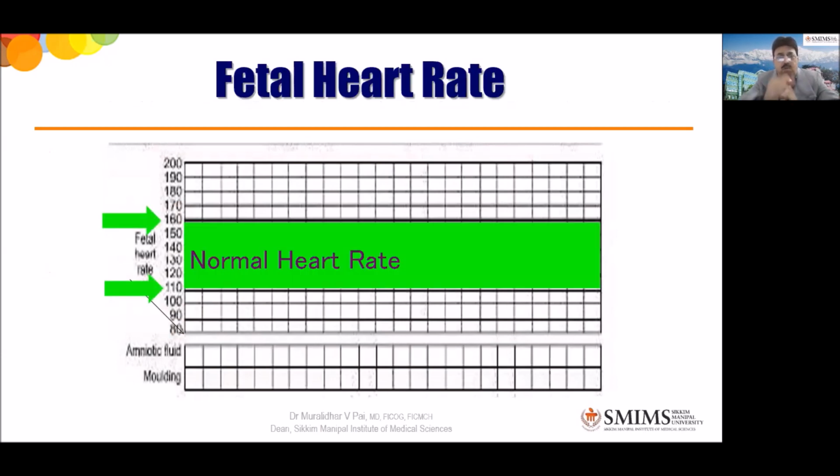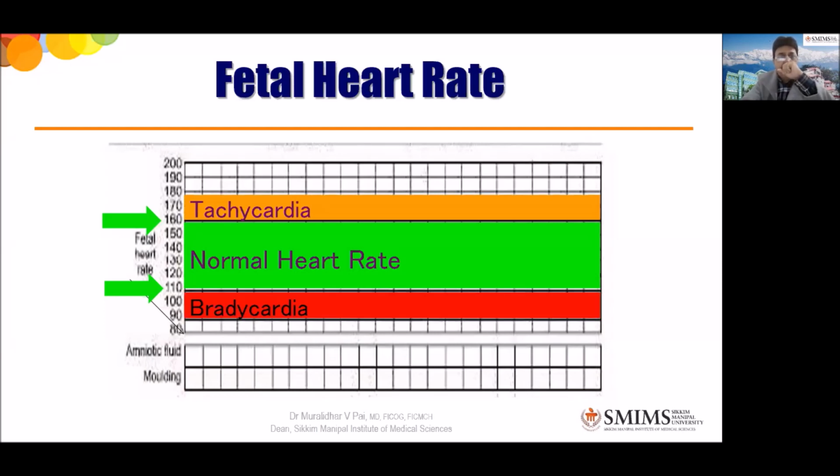All of you know that the normal heart rate is 110 to 160. Anything more than 160 is tachycardia. Anything less than 110 is bradycardia. Now, we should not wait for it to go below the normal. We should look at it as and when it goes above or below normal heart rate.